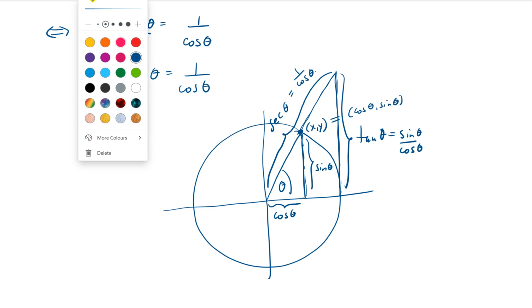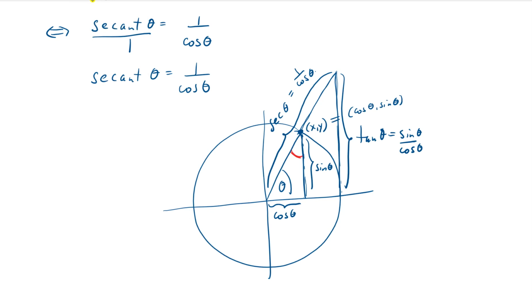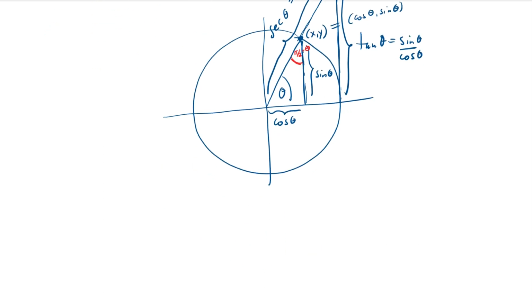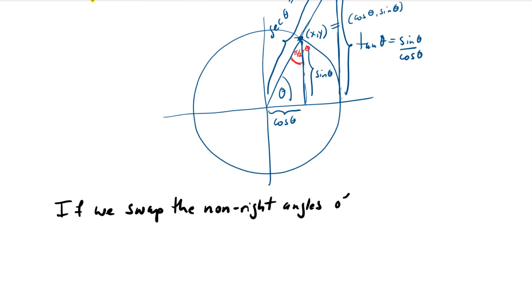Now, there's another angle that's interesting on this diagram. It's this one here. This is the complementary angle of theta. So this is pi over 2 minus theta right there. So we're going to swap now the angles theta and its complementary angle. If we swap the non-right angles of the triangle, we obtain the following figure.